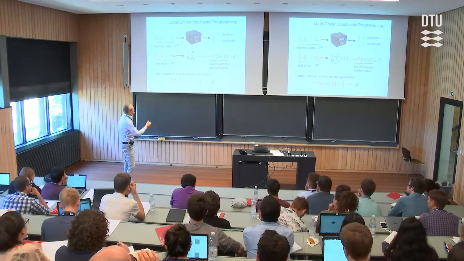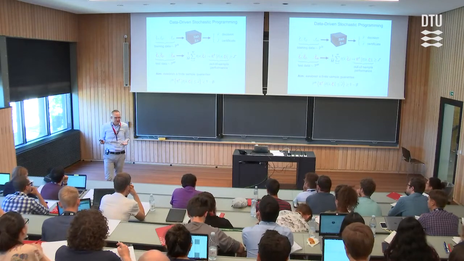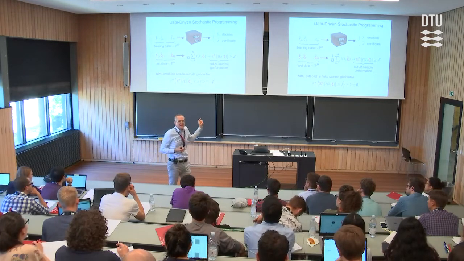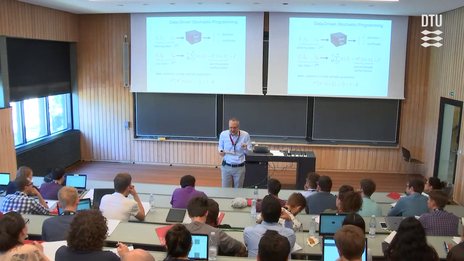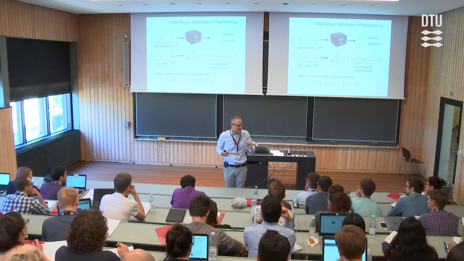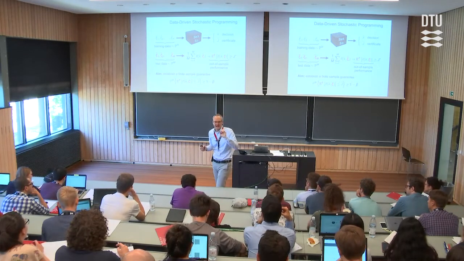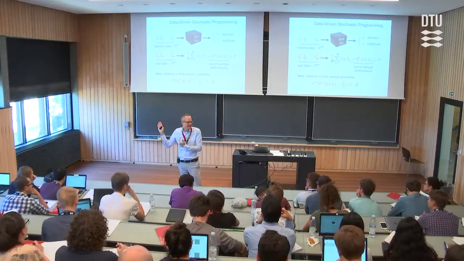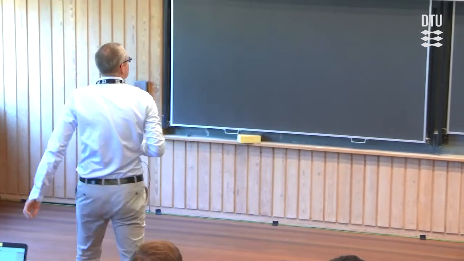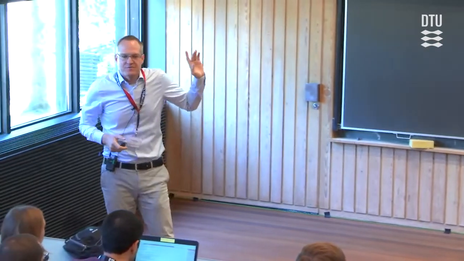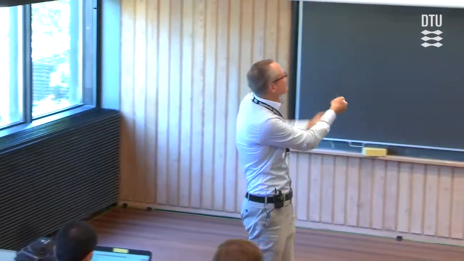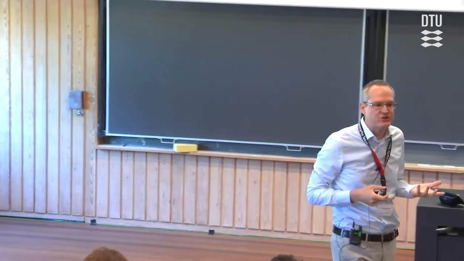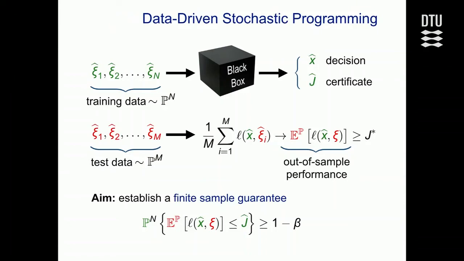So this expected value here I call the out-of-sample performance of my decision X hat. What is very important to remember is that this out-of-sample performance, even though it is an expected value, is actually random. It is random because it depends on the decision X hat. The decision X hat depends on the training samples, and the training samples are basically random, right? So this is actually the true objective value of our decision X hat in the optimization problem. And of course, this quantity needs to be small. We're happy if this quantity is small.